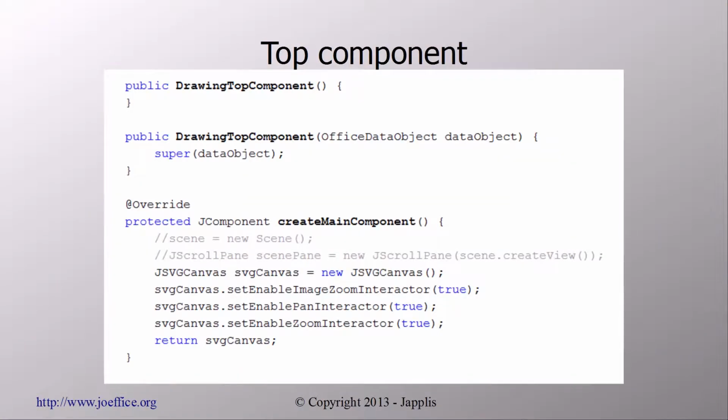Now we also need a top component to display it. So here is my top component. It's now also using Office data object and Office top component, because doing all the other parts, I saw that there was a lot in common. So I tried to minimize the copy-paste code between all the modules. In my method create main component, I just use the SVG canvas that comes with the Batik API. Then I try to enable different parts of it and just return this component.